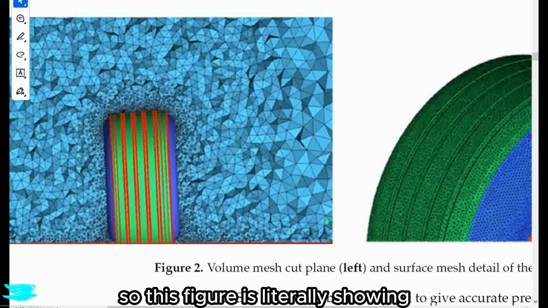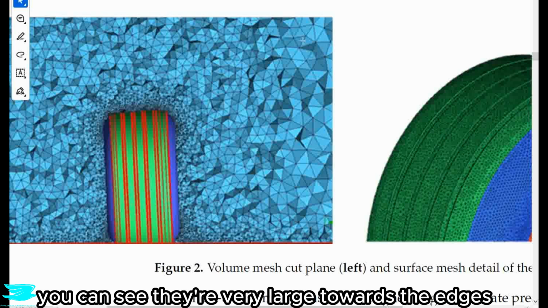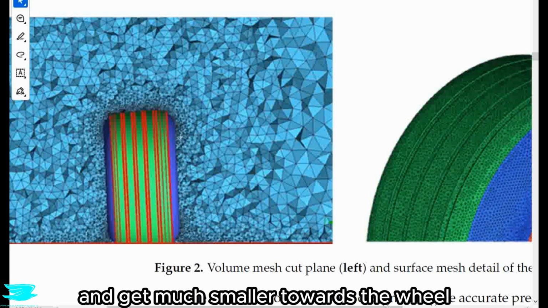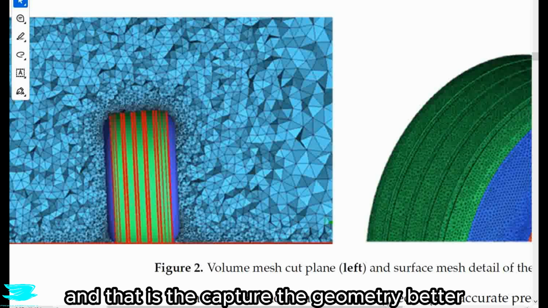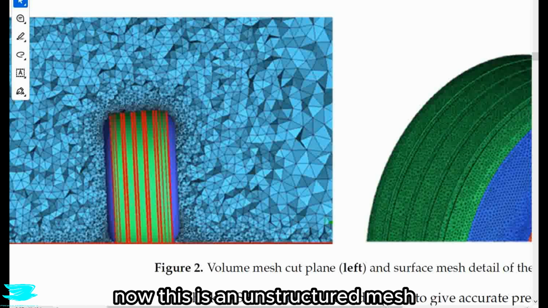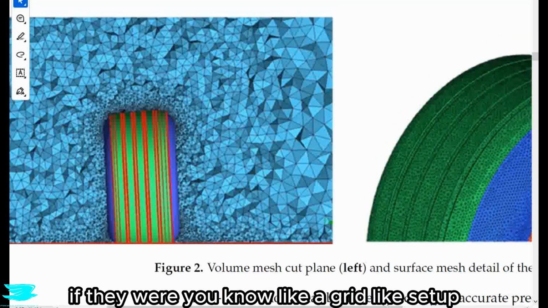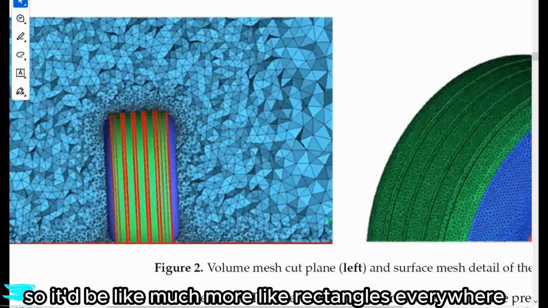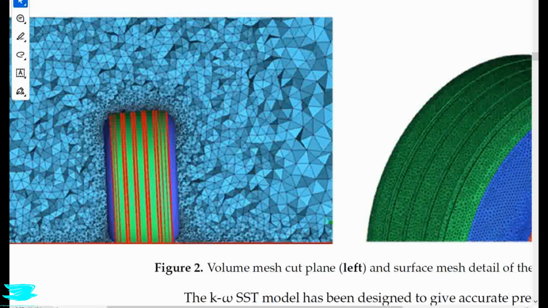So this figure is literally showing all these different cells. You can see they're very large towards the edges and get much smaller towards the wheel. And that is the refinement to the surface, and that is to capture the geometry better. Now, this is an unstructured mesh, and you can tell that because these cells are dotted around in a random fashion almost. If they were a grid-like setup, then that would be structured. So it would be much more like rectangles everywhere as opposed to these little triangles.